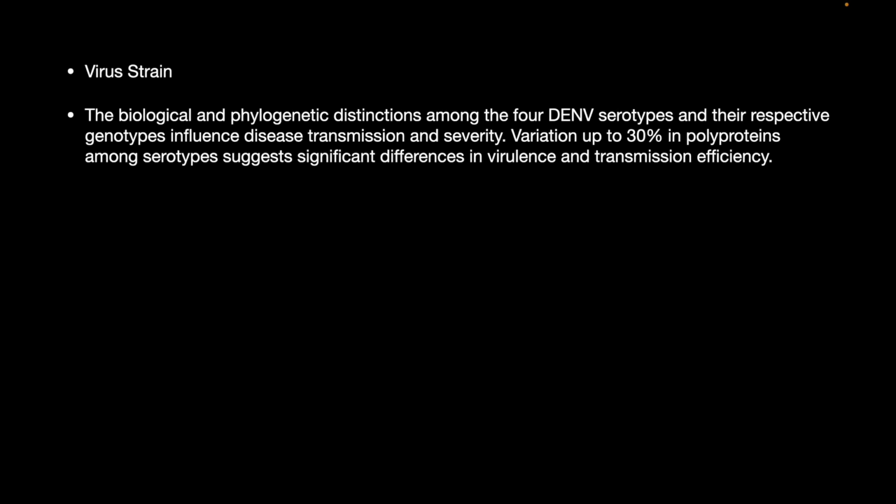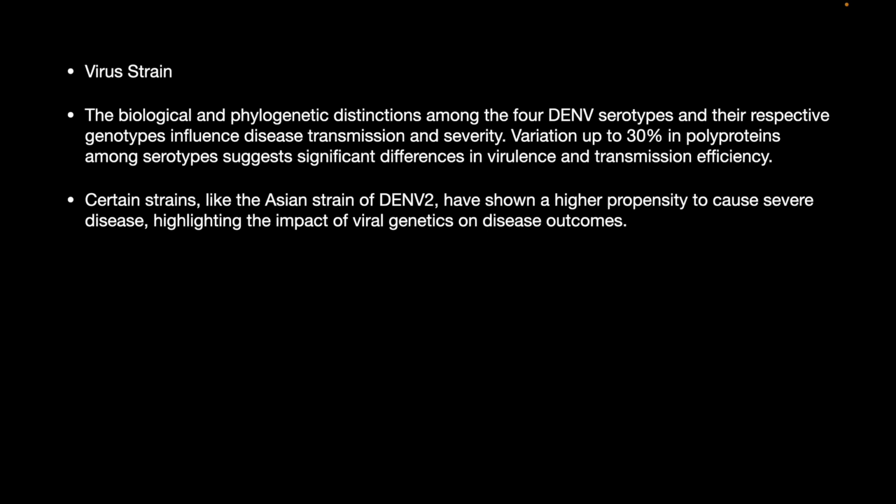The next is the virus strain. The biological and the phylogenetic distinction between the four dengue serotypes and the respective genotypes influence the disease transmission and severity. Variation of up to 30% in the polyproteins among the serotypes suggests significant differences in virulence and transmission efficacy. Certain strains, like the Asian strain of serotype 2, have shown higher propensity to cause severe disease, highlighting the impact of viral genetics on the disease outcome.